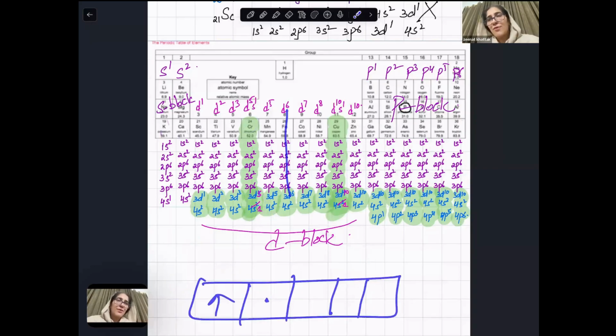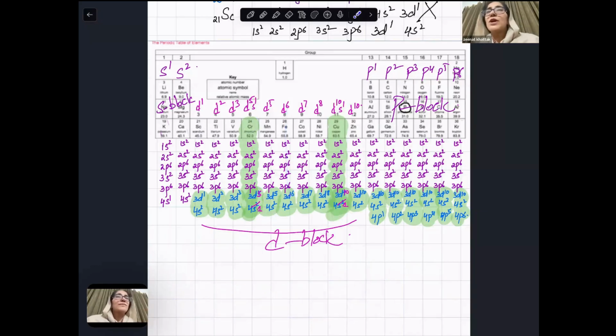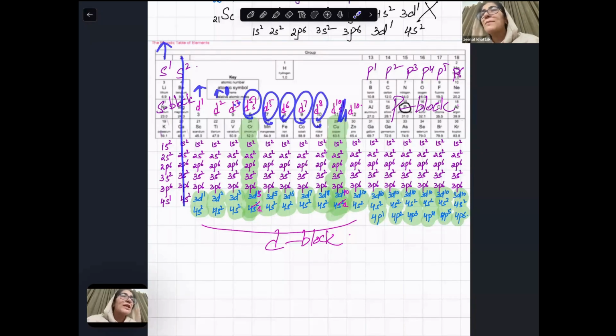Can you tell me? 1, 2, 3, 4, 5, 6. So 4 unpaired. D7, 3 unpaired. D8, 2 unpaired. Like, look: 1 unpaired, 0 unpaired, 1 unpaired, 2 unpaired, 3 unpaired, 6 unpaired, 5 unpaired, 4 unpaired, 3 unpaired, 2 unpaired, 1 unpaired, 0 unpaired, 0, 0, 0.